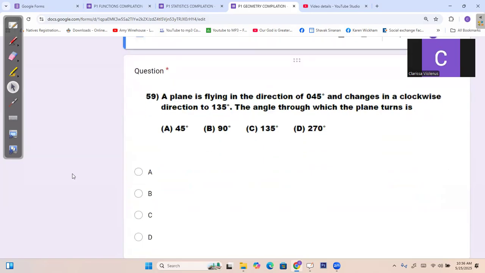A plane is flying in a direction of 45 degrees and changes. This is a bearing. So the plane is flying this way, but this is 045, and changes in a clockwise motion to the direction of 135. 135 would be like here. The angle through which the plane turns.